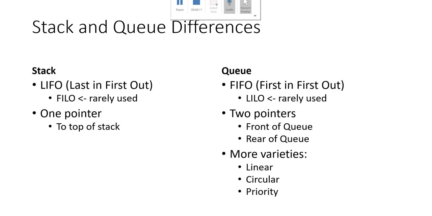Okay, so two common abstract data types, stacks and queues. They've got some differences to them. First one is the description, how they operate. Well, a stack is LIFO, the last one in, first one out, and the queue is FIFO, the first one in, first one out.